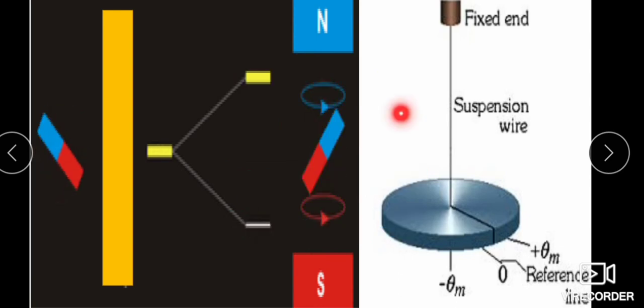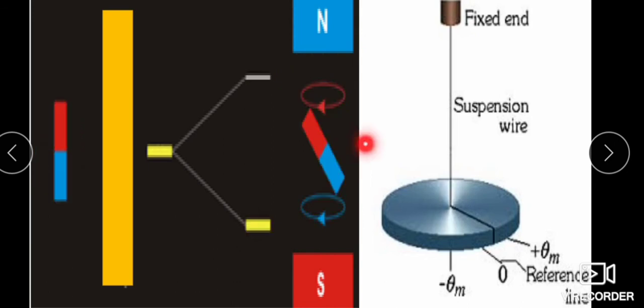Some examples of angular SHM are: a pivoted magnet placed in an external magnetic field will rotate in such a way that motion is performed to and fro, and there is an angular displacement about the mean position as shown in the diagram.